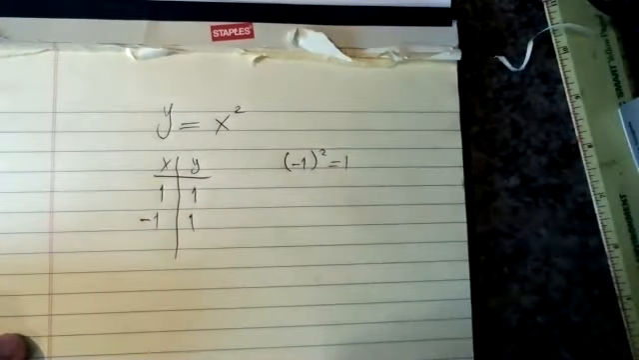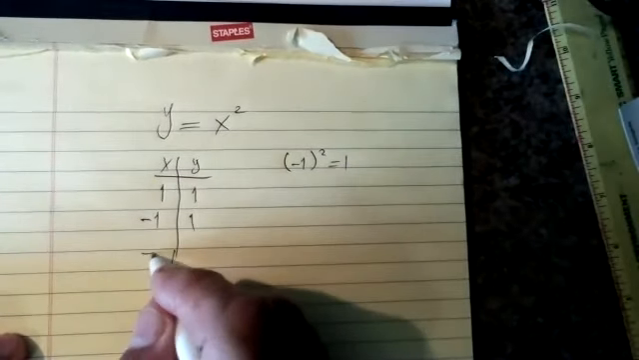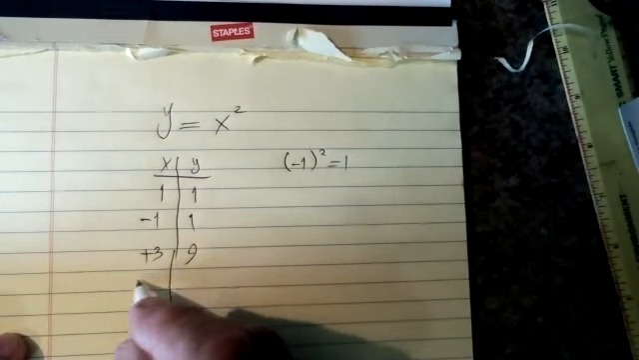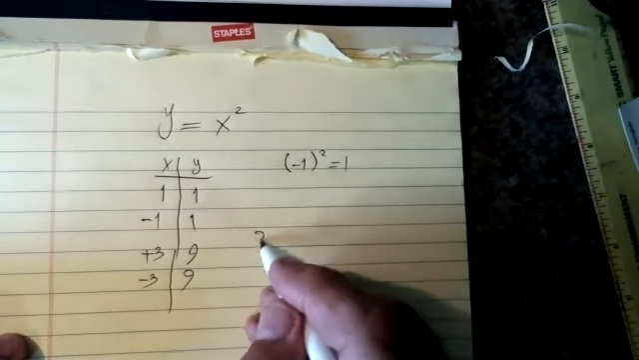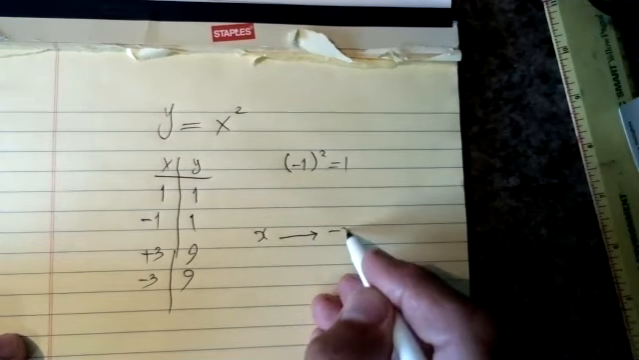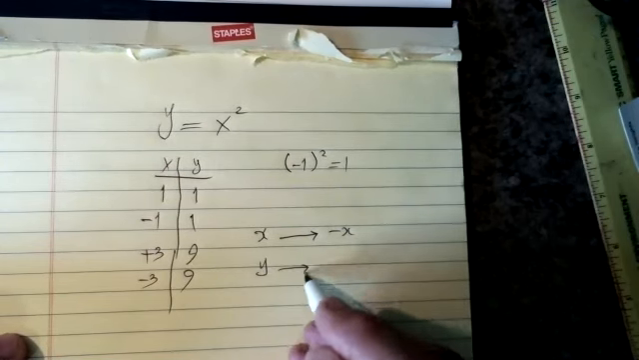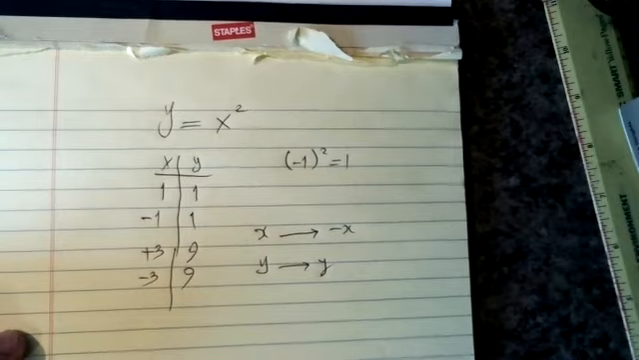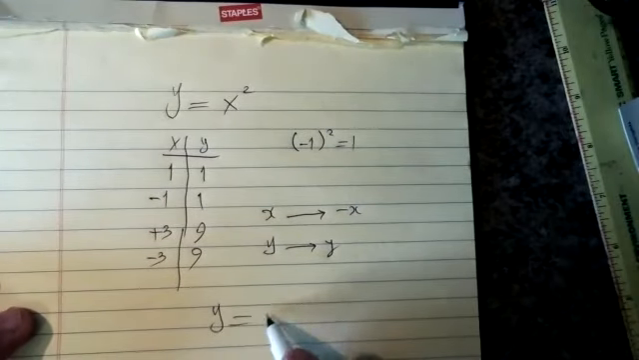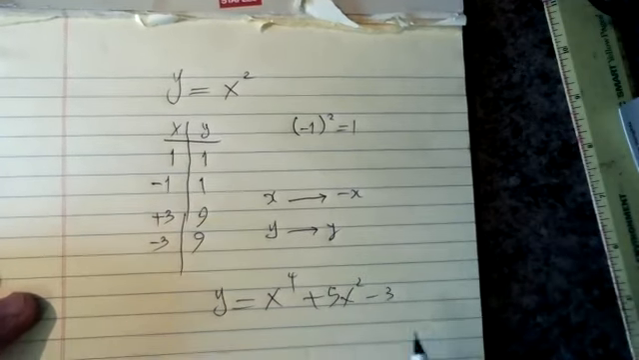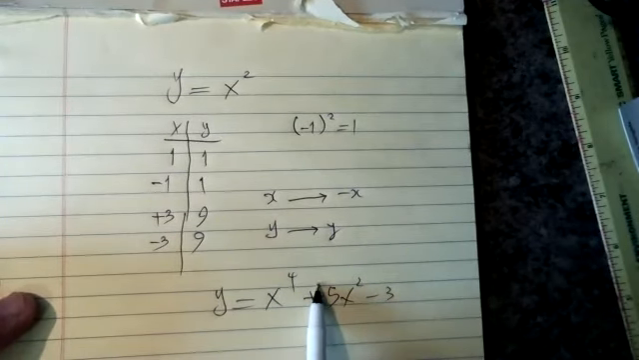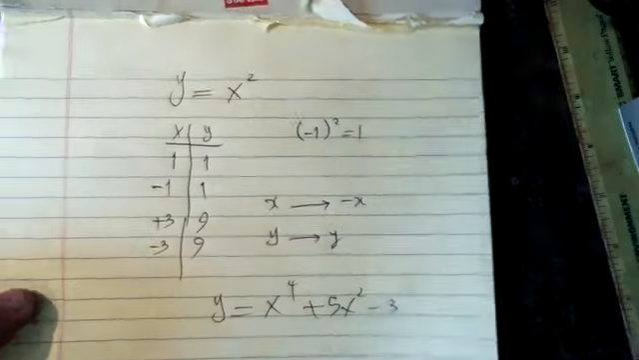See? Or let's say x is positive 3. Y is 9. X is negative 3, y is 9. So you switch x to negative x. Does the y change? No. That's the even functions. All the even functions are like this. Look, x^4 plus 5x^2 minus 3. The power is always an even number. So that's the even functions.